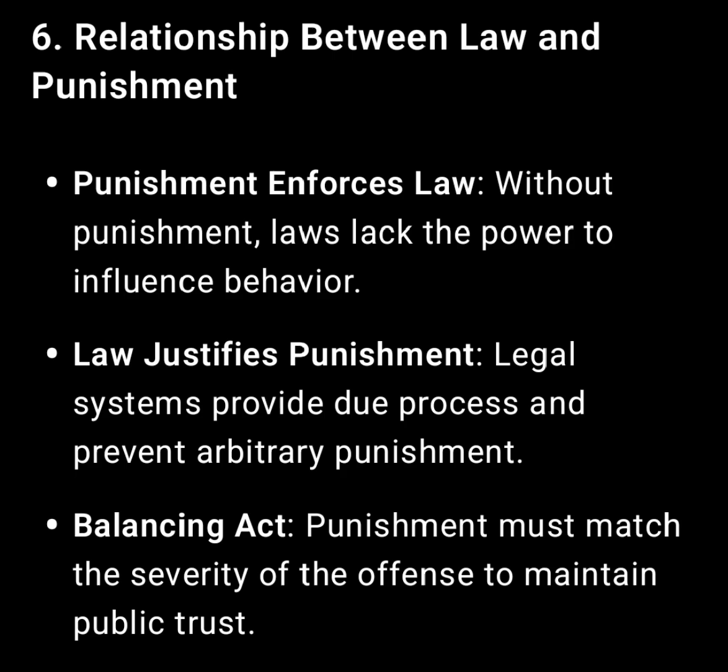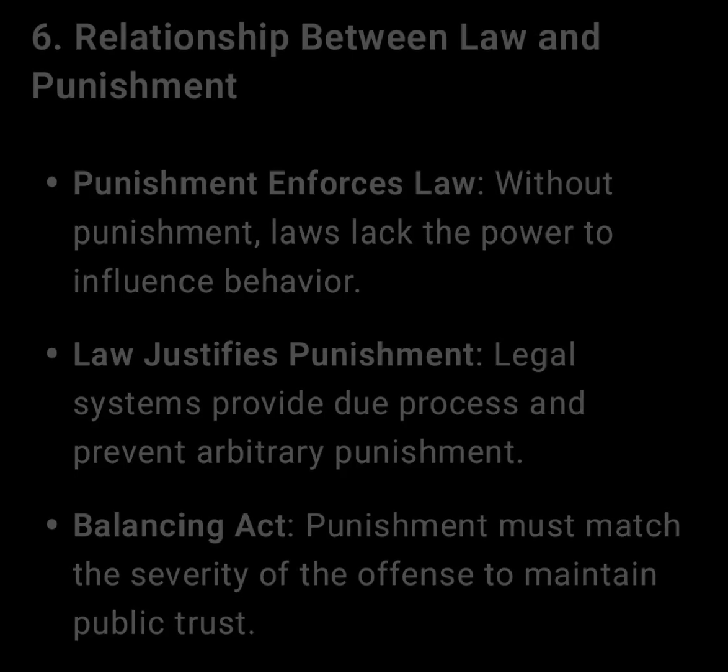Six is the relationship between law and punishment. Punishment enforces law. Without punishment, law lacks the power to influence behavior. Law justifies punishment. The legal system provides due process and prevents arbitrary punishments. Balancing act: punishment must be matched to the severity of the offense to maintain public trust.